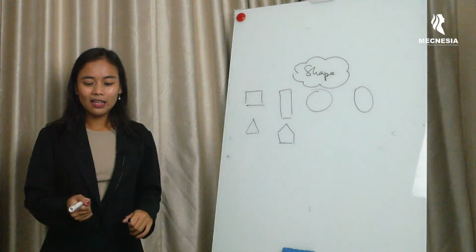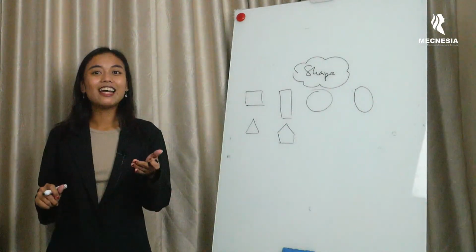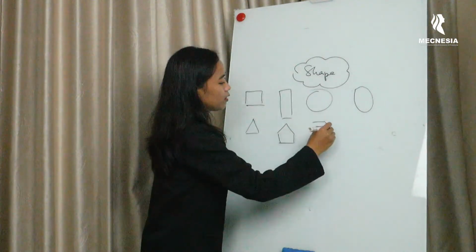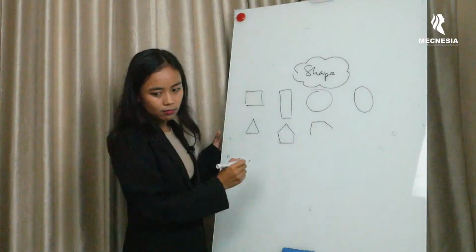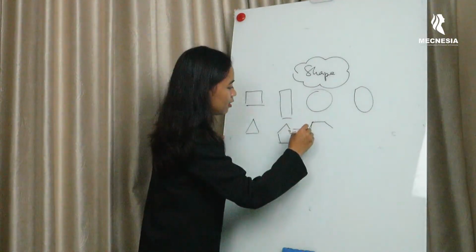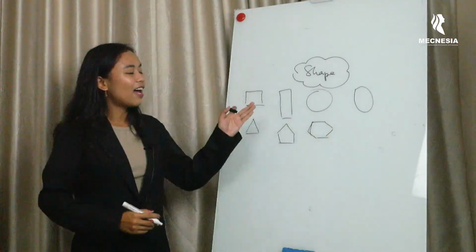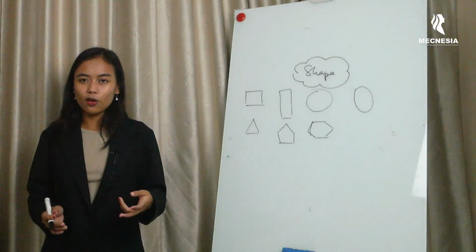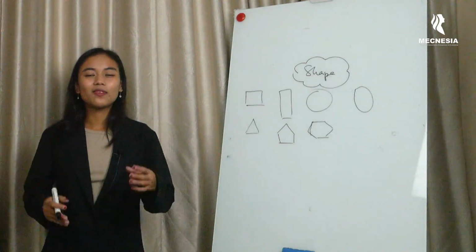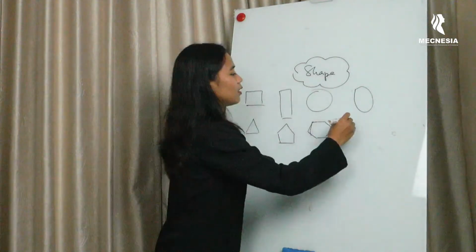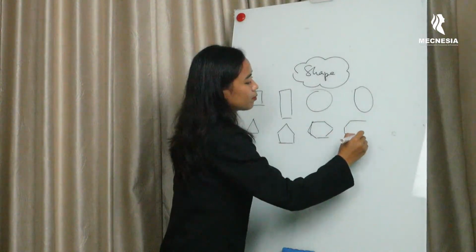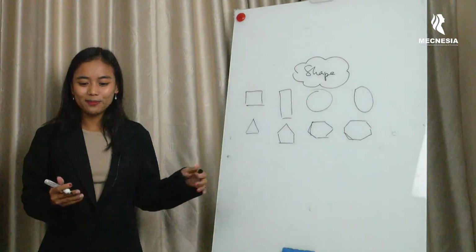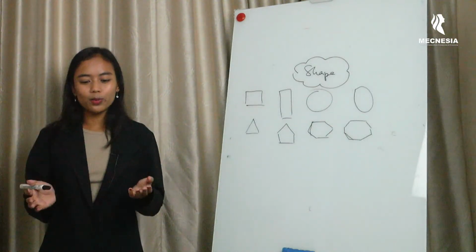Pentagon. And next, segi 6. It's hexagon. Okay, so it's like this, this, this, and this. And we have octagon. Segi 8. This one. Octagon. Next we have cube.